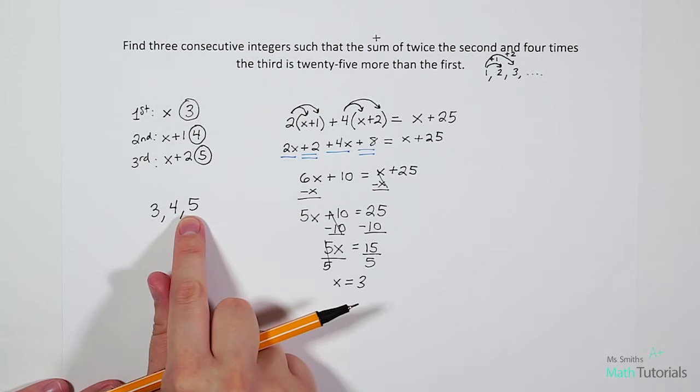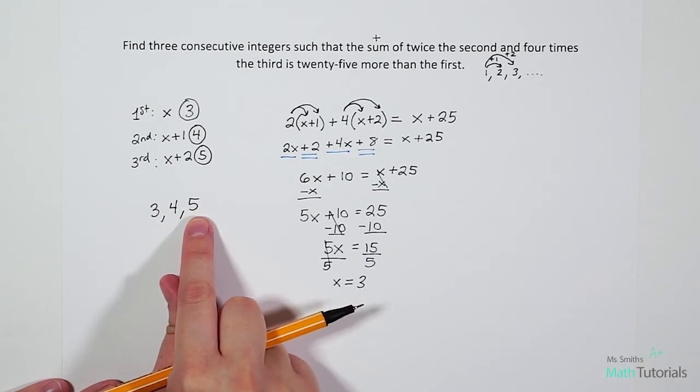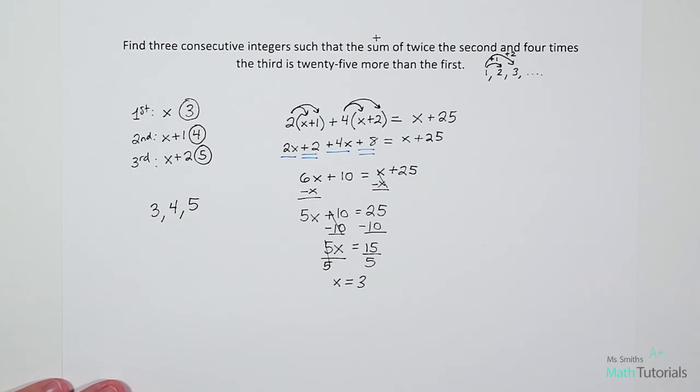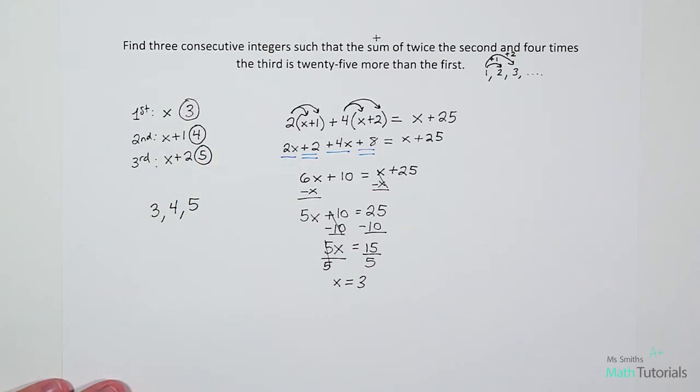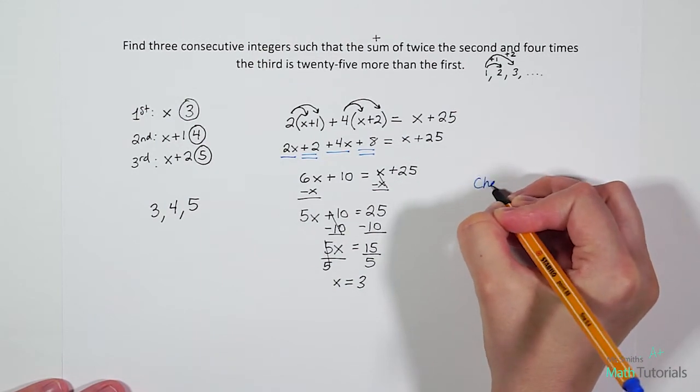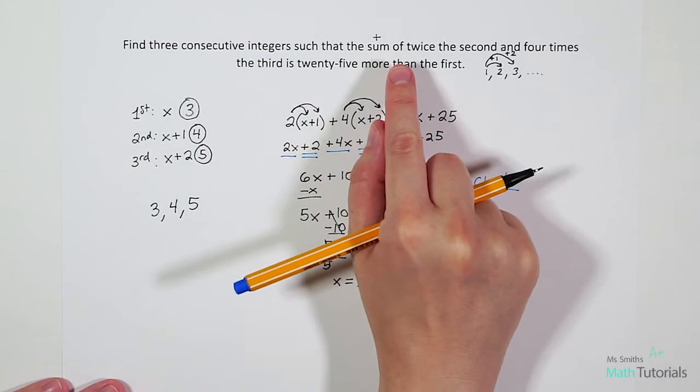Let's think through this. Are they all integers? Are they all whole numbers? Yes. And are they consecutive integers? Are they one right after the other? 3, 4, 5. Yes. So now we just want to do a quick check to make sure our actual numbers are the right ones, that we didn't make an error somewhere.